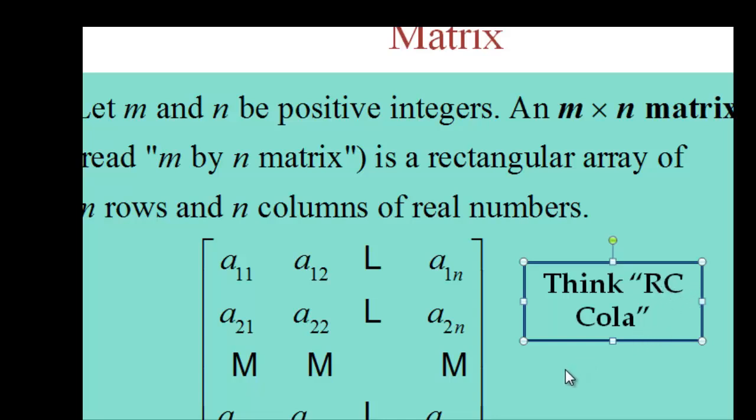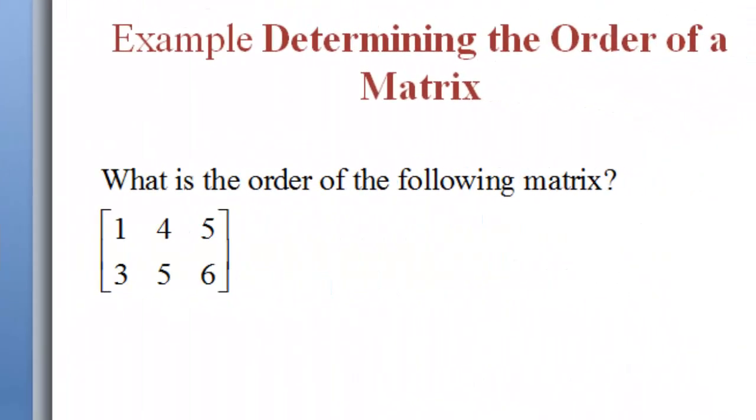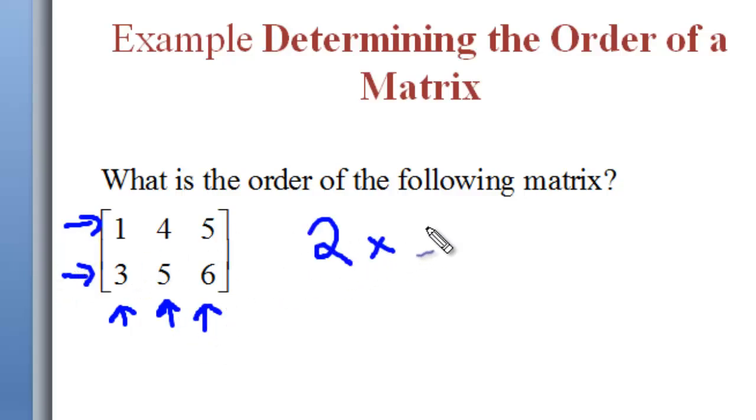We will name a matrix by the number of rows and columns. Rows always comes first and then columns. And that's called the order of a matrix. So to determine the order of a matrix, we want to look at how many rows there are by how many columns there are. So this has got 2 rows and 3 columns. So this is a 2 by 3 matrix.